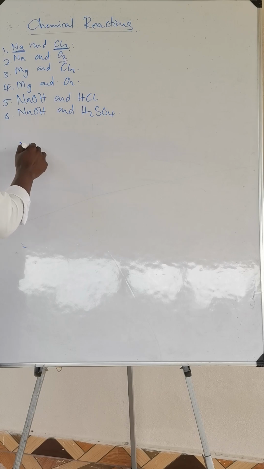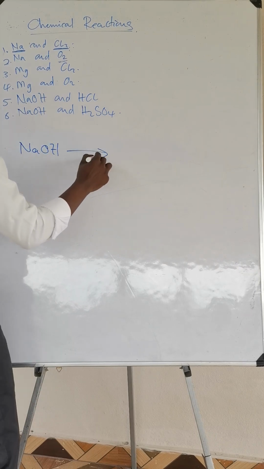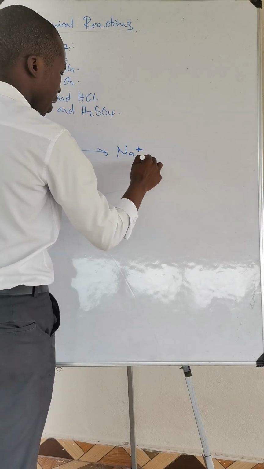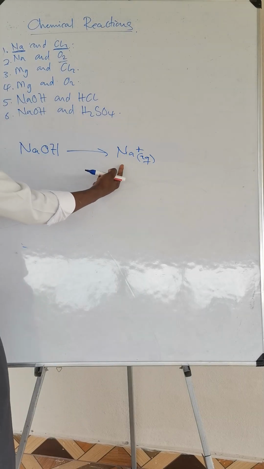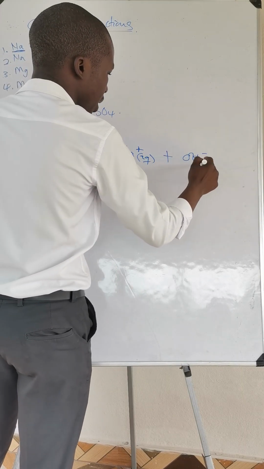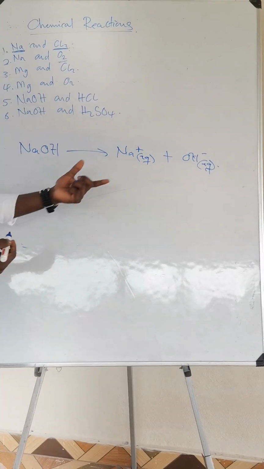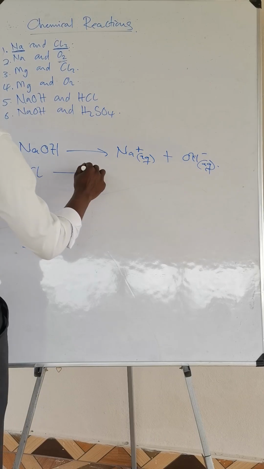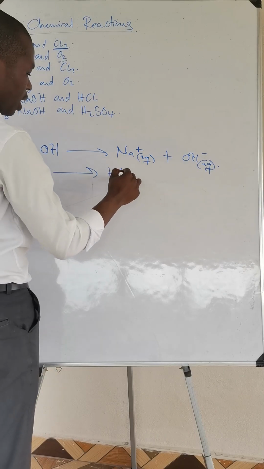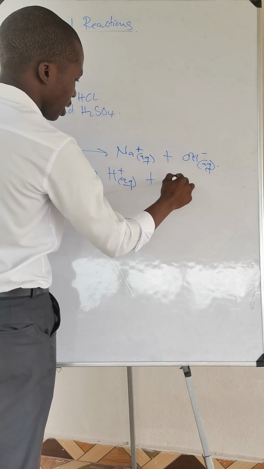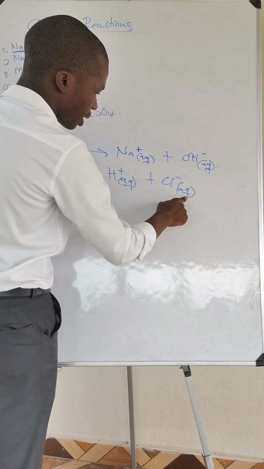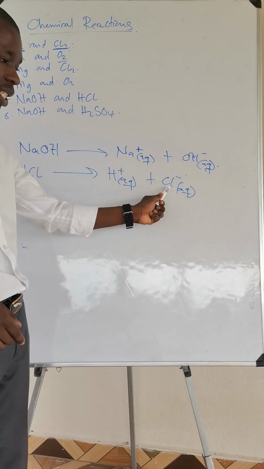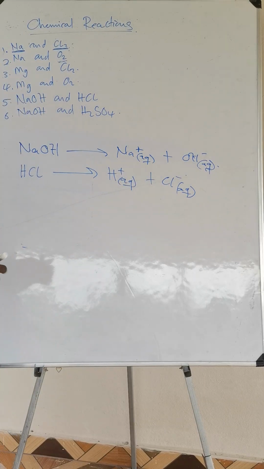So if we put sodium hydroxide in water, it decomposes and produces Na+ aqueous plus OH- aqueous, because these ions are surrounded by water. And if we break down HCl, it produces H+ aqueous plus Cl- aqueous. It means that these ones are surrounded by water. After that, we take this one and this one and react them with each other.